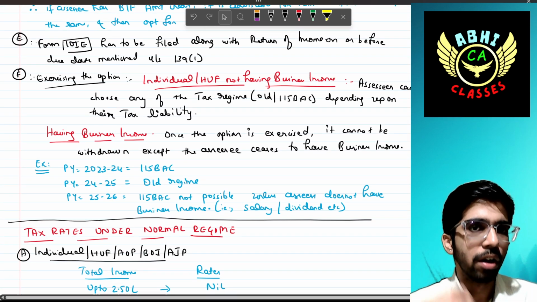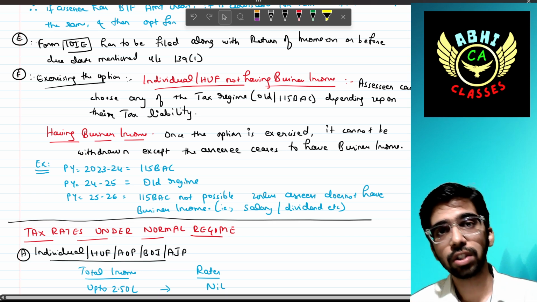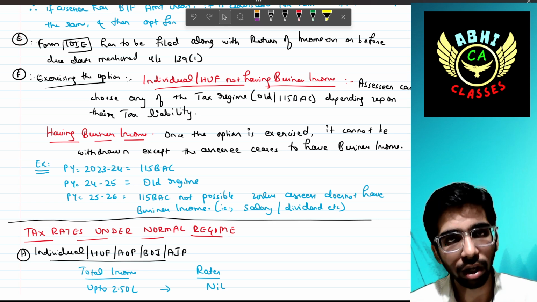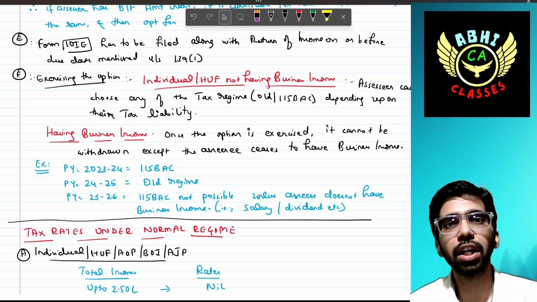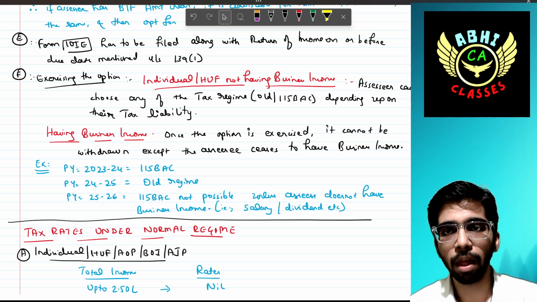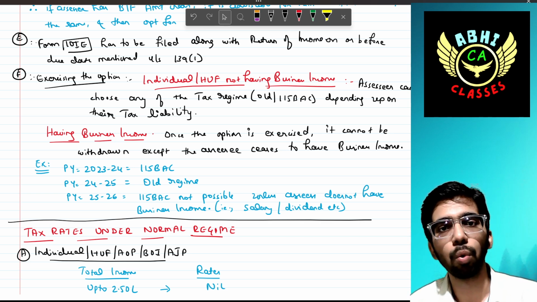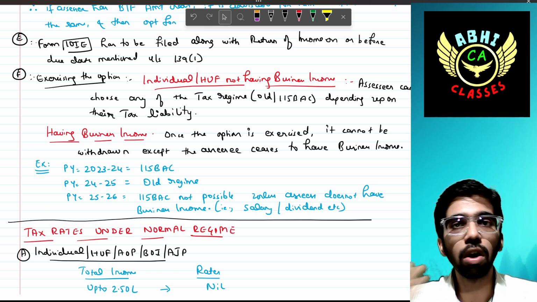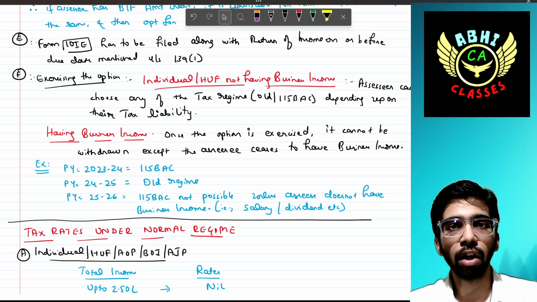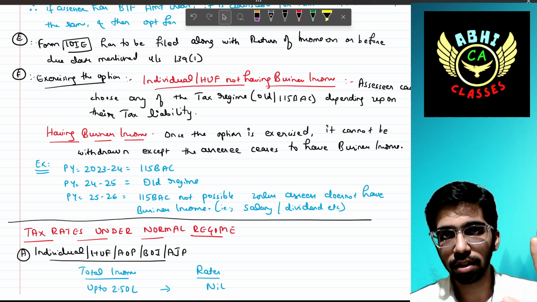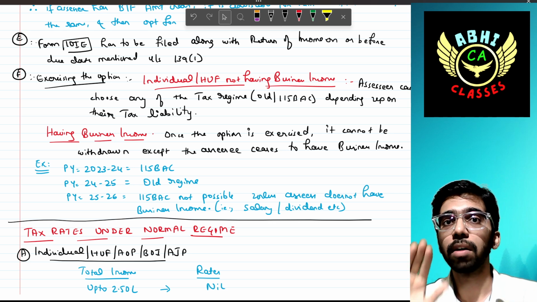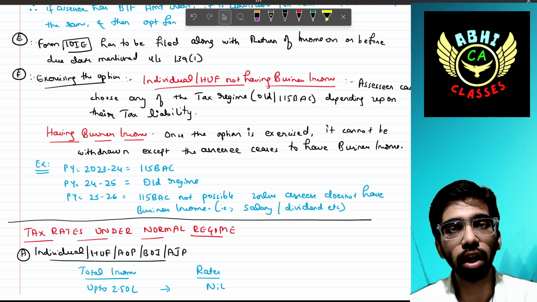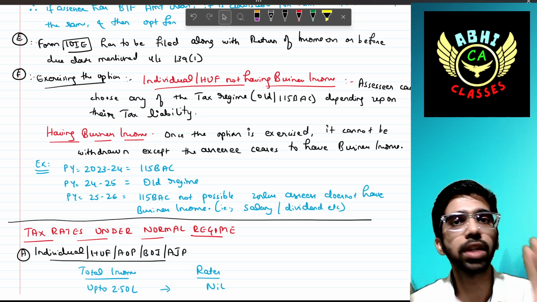exercising this option. If he is an individual or HUF and is not having any business income, let's say I am having only salary income and interest income, that is FD interest or SB interest, whatever it may be, then that assessee can choose any of the tax regimes, because it is the default tax regime, and the other one is the old tax regime. He can choose any of these based on the income tax liability. If any one is beneficial for him, then he can choose that one.